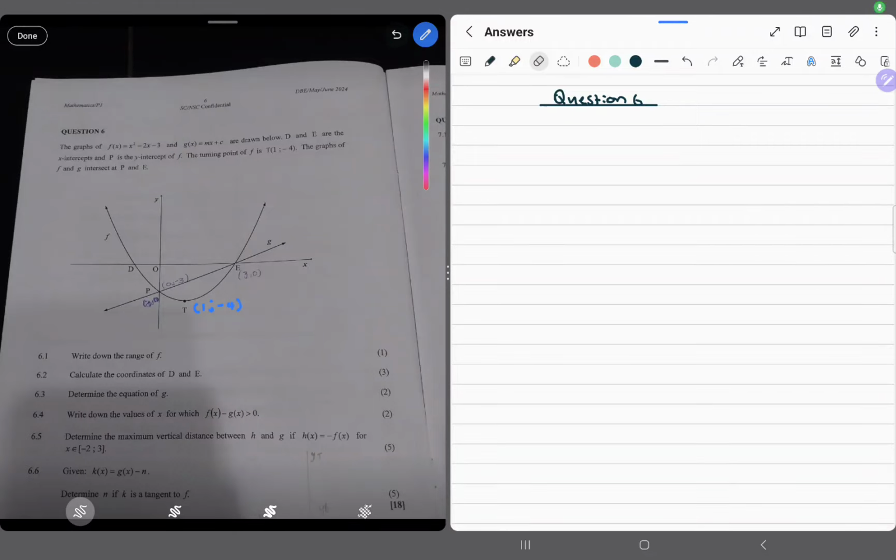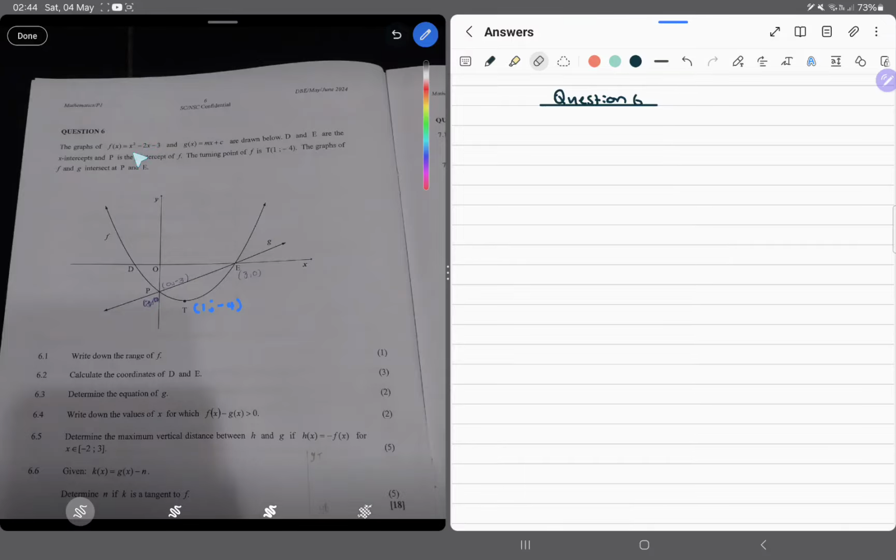Hello, grade 12. Let us look at this question 6. It's usually the very nice one because it takes us across even into analytical geometry. So question 6, we're given here the graphs of f of x is equal to x squared minus 2x minus 3. Coefficient of x squared is positive, suggesting our graph is concave up, okay? And our y-intercept is at minus 3, so we can see the y-intercept is on the negative y-axis.